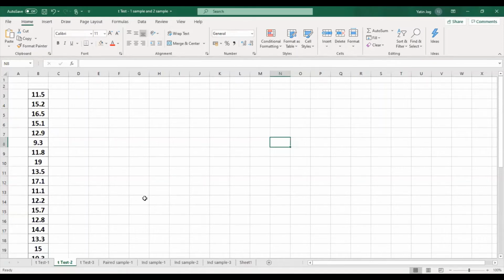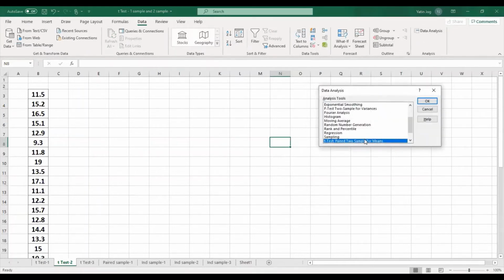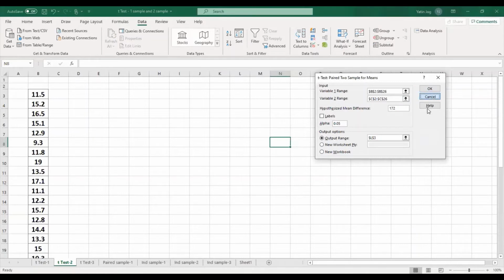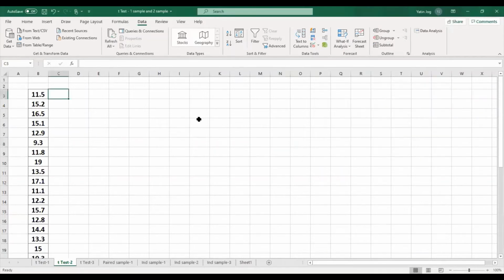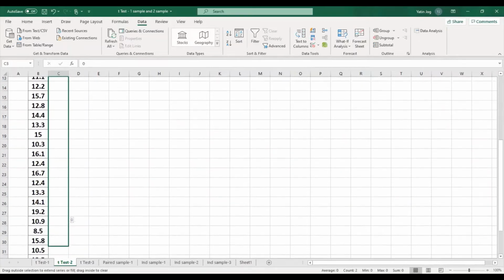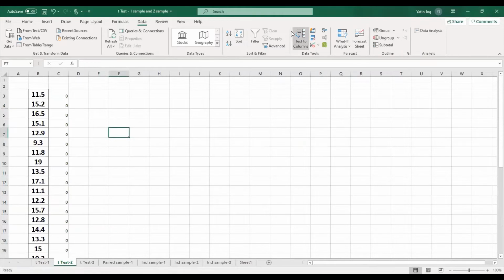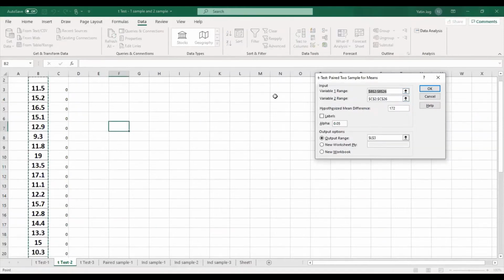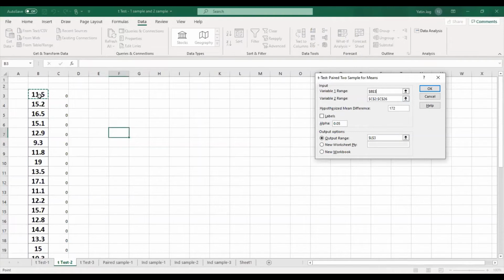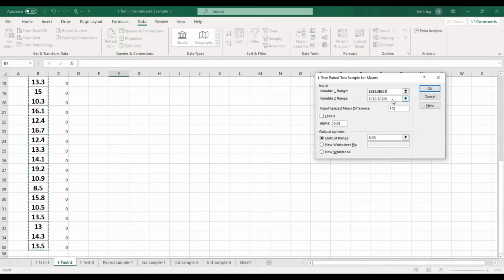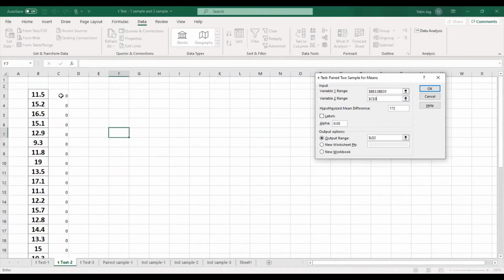Okay. So again, we'll go to data analysis, t-test paired sample. But in this case, we have to consider the second variable as 0 again. So I'll put 0 in all the values. Then data analysis, variable number 1 is this first variable, and variable number 2 is the second variable.